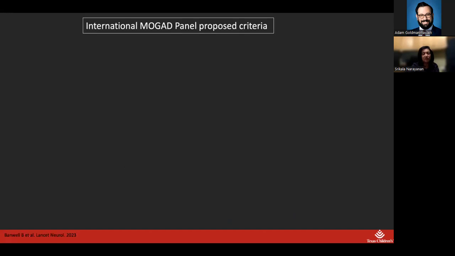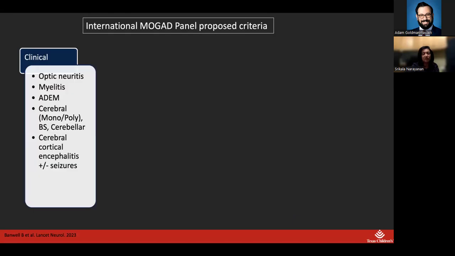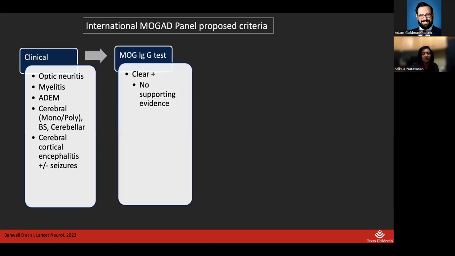So, let's talk about this criteria because it's so new. This international MOGAD criteria basically talks about three things. One is a core clinical demyelinating event, which can either be optic neuritis, myelitis, ADEM, a cerebral monofocal or polyfocal, or a brainstem or a cerebellar syndrome, a cerebral cortical encephalitis with or without seizures as a core clinical presenting feature. And then you test for MOG IgG antibody. And if it's a clear positive, then in the absence of a better explanation, you don't need additional supporting evidence.